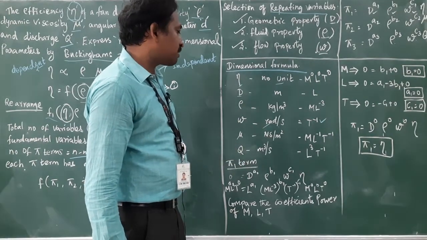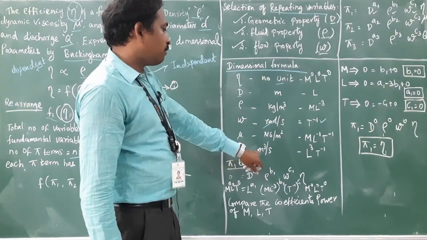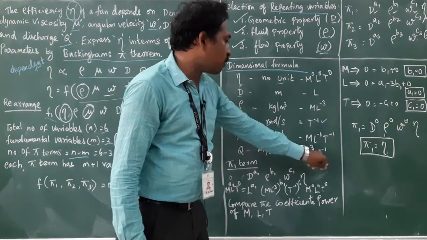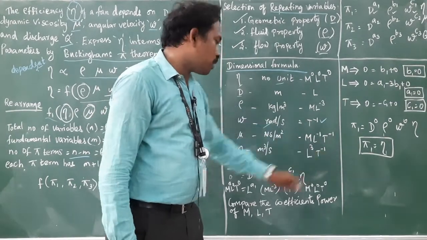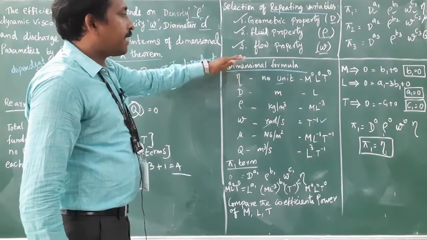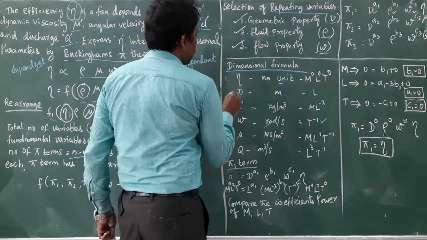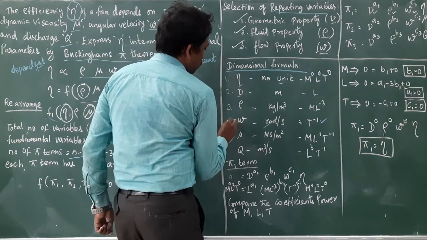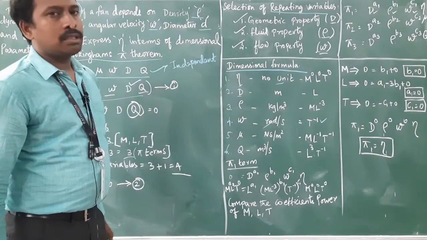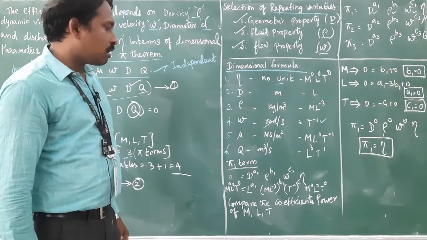Next, discharge. Discharge is denoted by meter cube per second. So meter cube is L power 3 and per second can be denoted by T power minus 1. Okay. Now we are writing all the dimensional formulas for the variables, which are 6: 1, 2, 3, 4, 5, 6. There are 6 variables. For the 6 variables we are writing the dimensional formula.